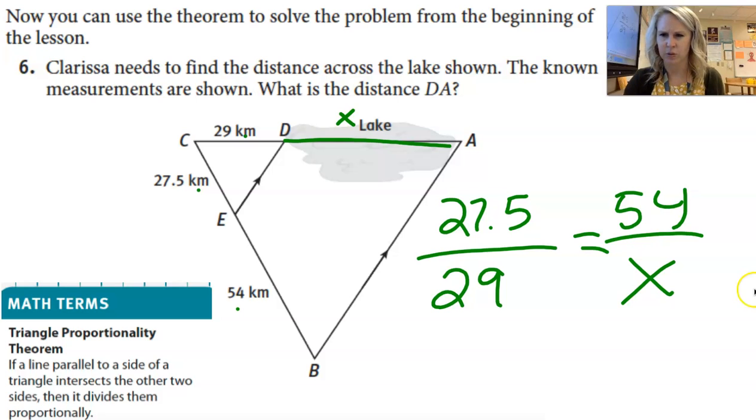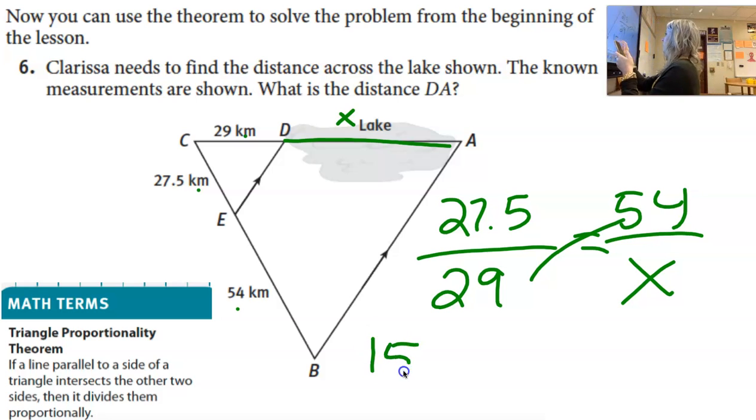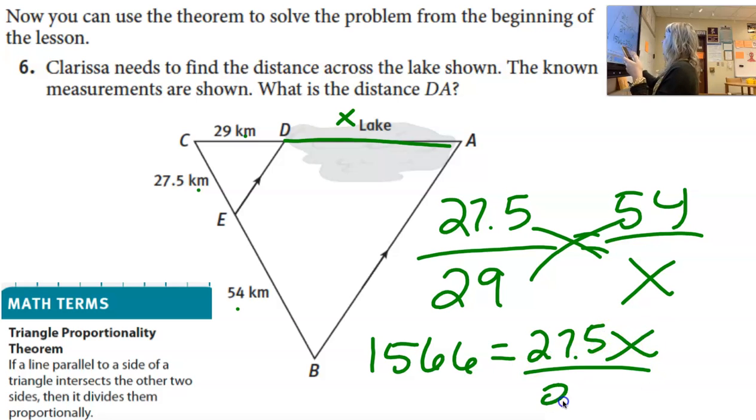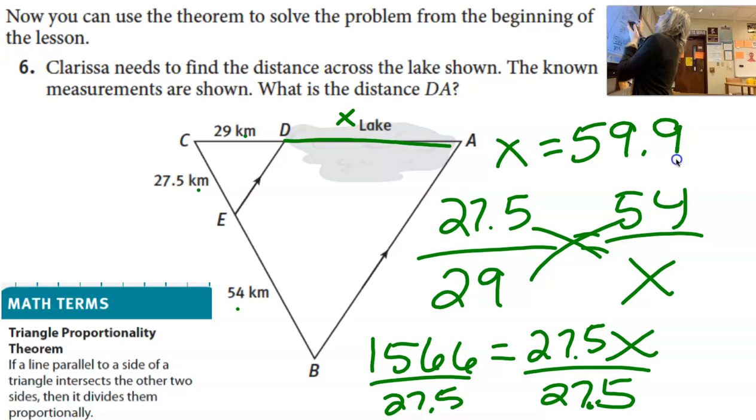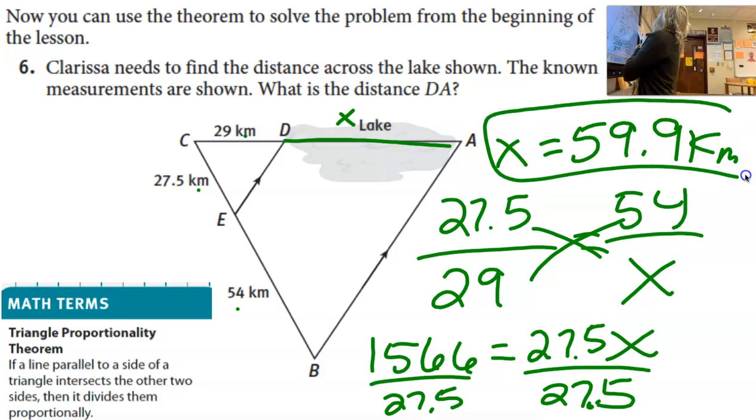Okay, so I'm going to multiply 29 and 54 to get 1,566 equals 27.5x. Last step is to divide by 27.5 to get a crazy long decimal, and that is okay because that's our answer. So x is going to be, let's round it to the nearest tenth, 56.9 kilometers. So that is how long it's going to take her to get across the lake. Whoops!